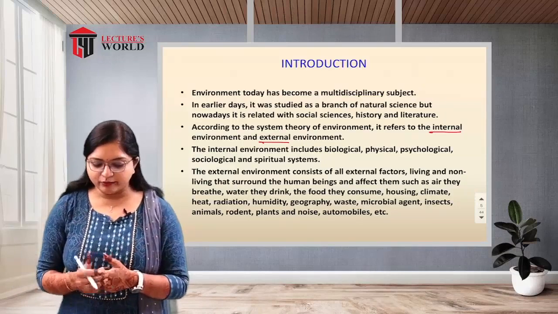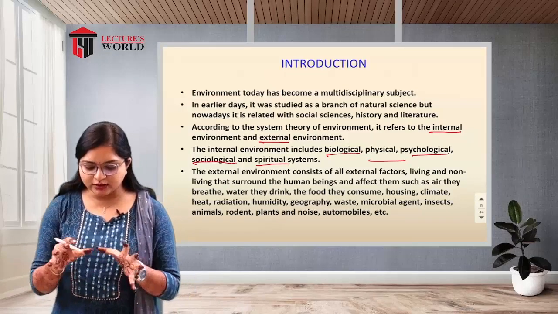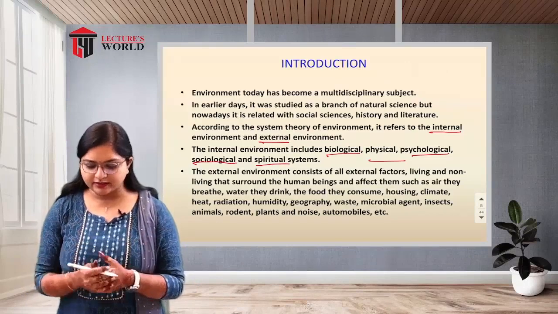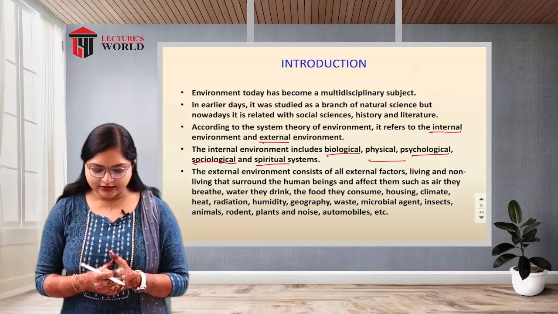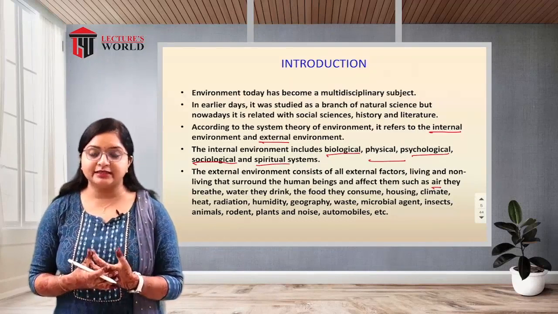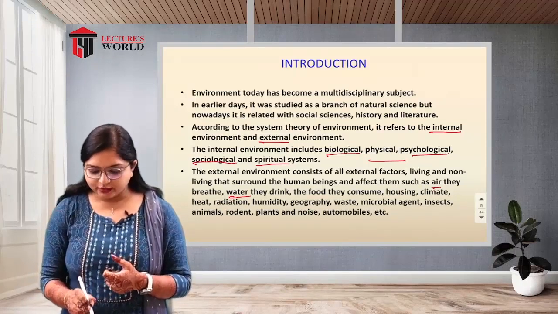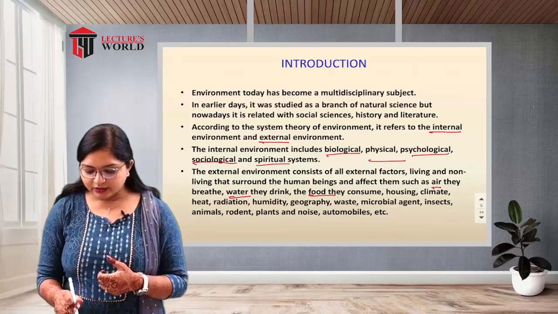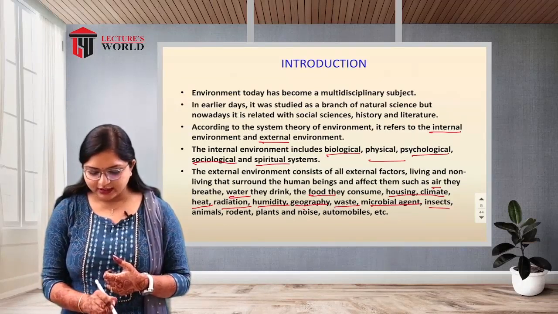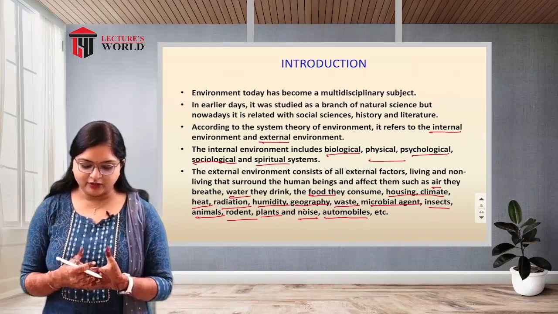The internal environment includes biological, physical, psychological, sociological and spiritual systems. All these systems are included in the internal environment, whereas the external environment consists of external factors, like living and non-living organisms that surround human beings and affect them, such as the air we are breathing. Apart from that, the water we are drinking is also external environment. The food we consume is also external environment. Housing, climate, heat, radiation, humidity, geography, waste, microbial agents, insects, animals, rodents, plants, noise, and automobiles. These are all external factors which can affect the external environment.